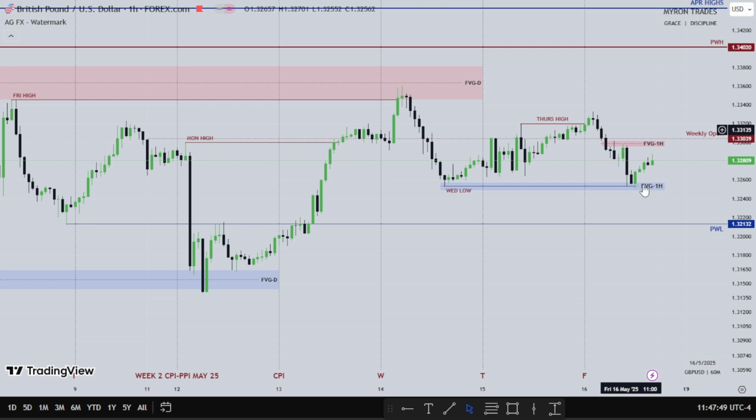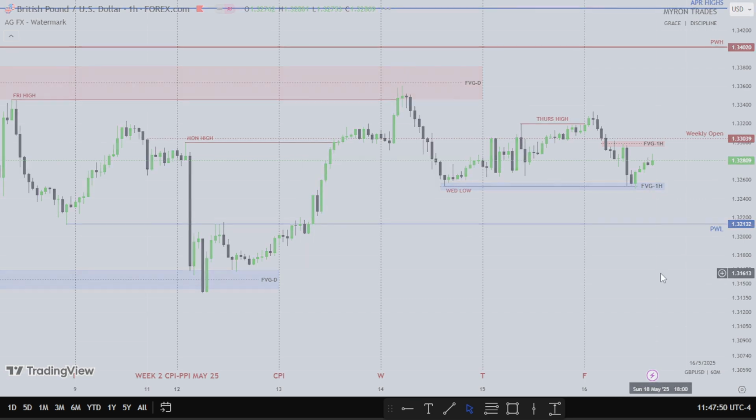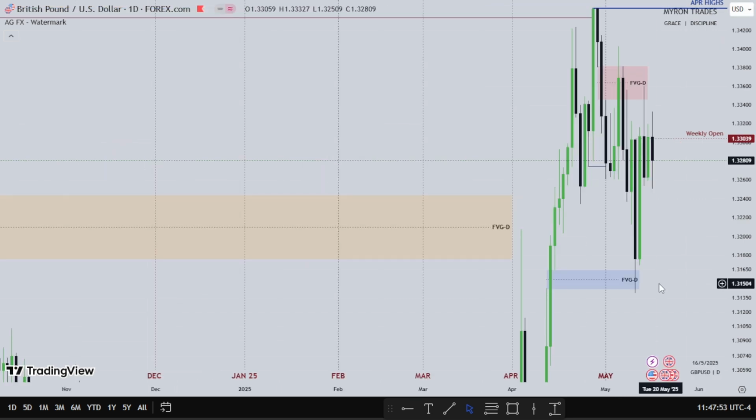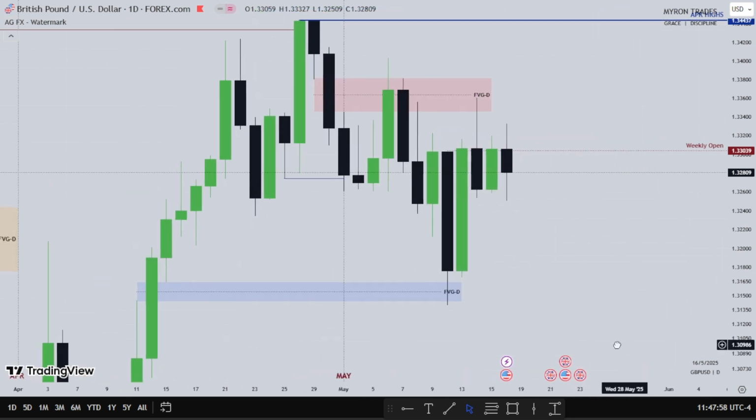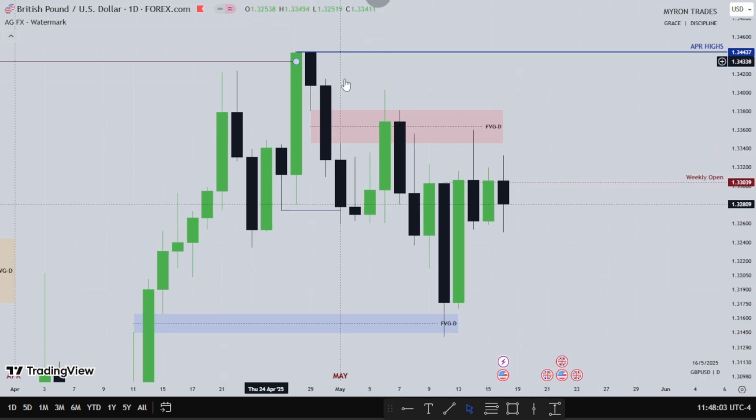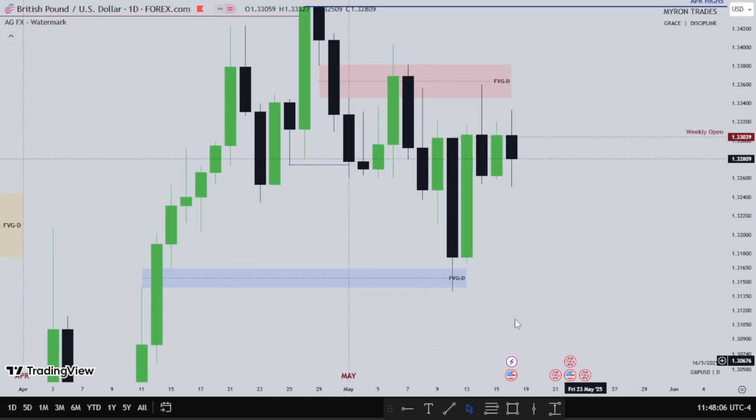So what am I expecting for the pound for the new week? Really indecisive price action for the pound. I want to see the price use this fair value gap as support to go higher, then take out the previous month's high, or go lower depending on what the dollar does. So that's about that for the pound.